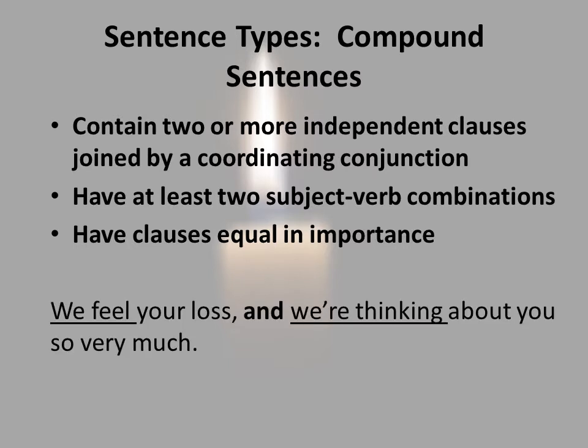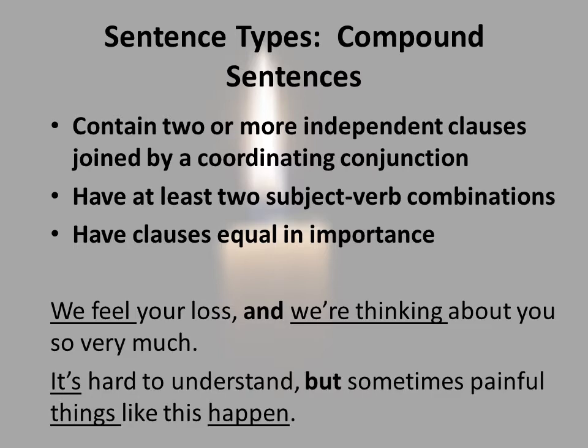Look at this sentence. We feel your loss and we're thinking about you so very much. We have two independent clauses, which could be simple sentences. We feel your loss, and we're thinking about you so very much. So the first independent clause is we feel your loss, and the second one is we're thinking about you so very much. And they are joined by the coordinating conjunction and. So we see two sets of subjects and verbs. We feel and we're thinking. And both of those sentences are equally important.